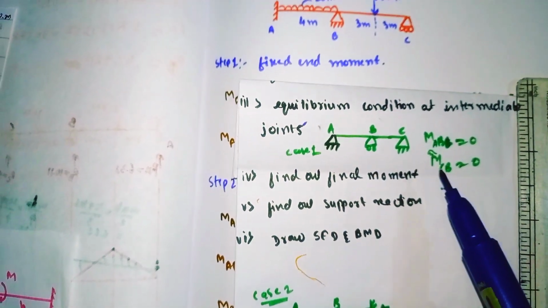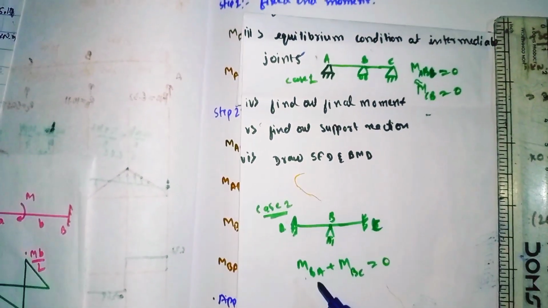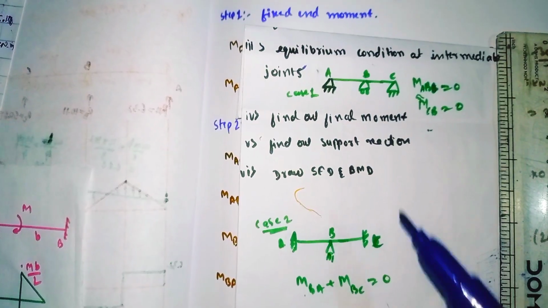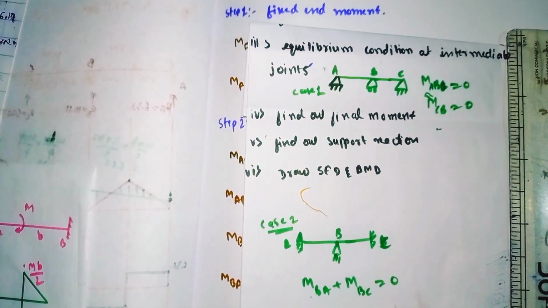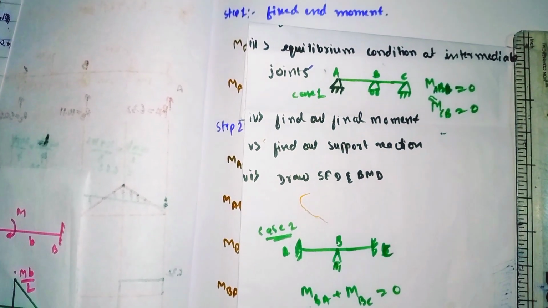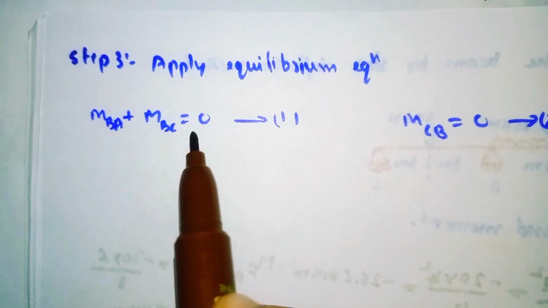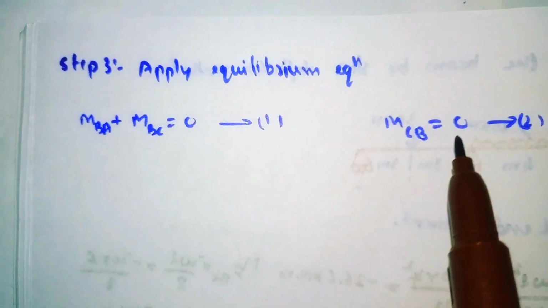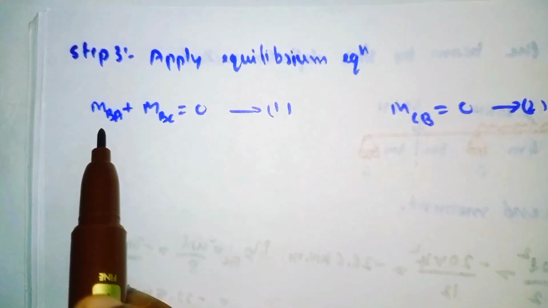We need to apply this condition for our problem. So our first condition is MCB is equal to 0. Second is MBA plus MBC is equal to 0. We need to apply these two conditions. Now we will see one by one. MBA plus MBC is equal to 0, this is our first condition, and MCB is equal to 0, this is our second condition. Now we will solve this.